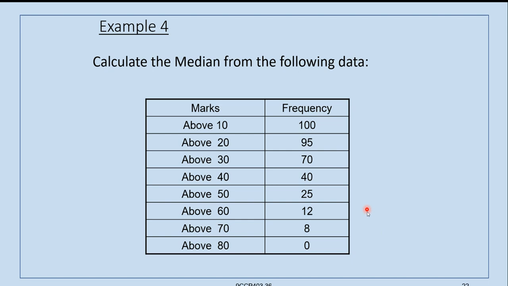Here 12 minus 8. From below we are coming. First one is 0, 8 minus 0, 12 minus 8, 25 minus 12, 40 minus 25, 70 minus 40, 95 minus 70, and 100 minus 95. This is the actual frequency that we will see in the solution. You can understand.